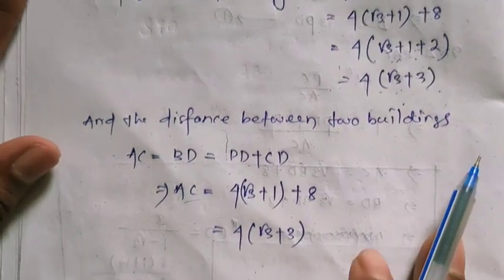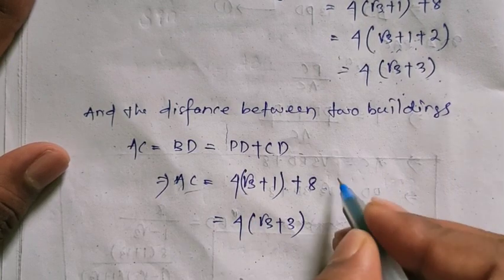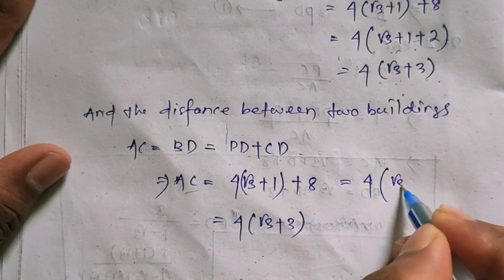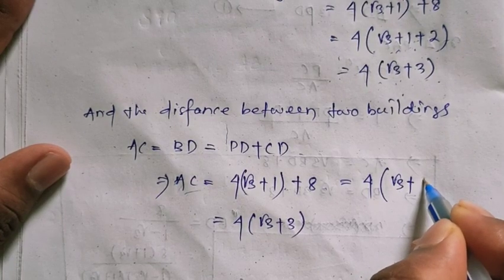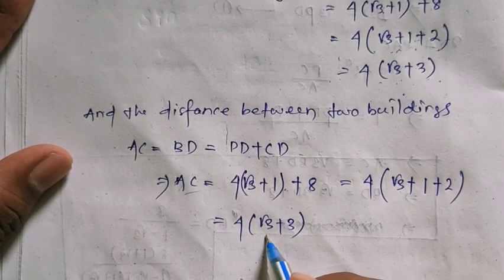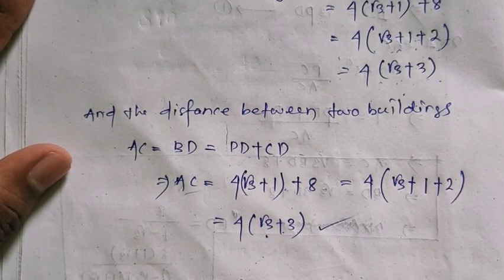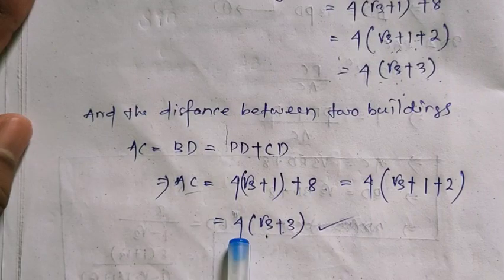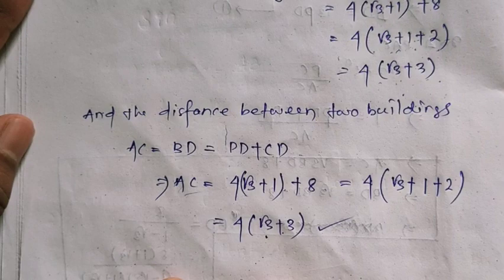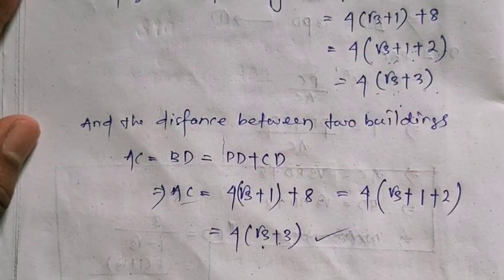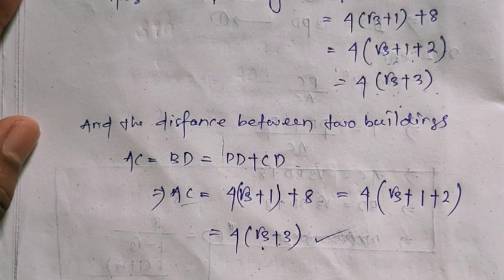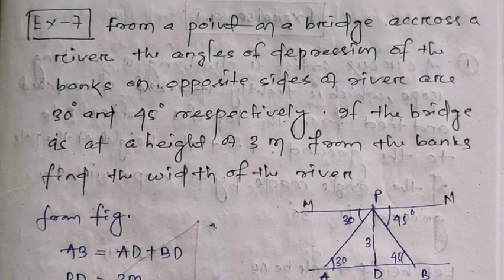Taking 4 as common, it will be 4 into root 3 plus 1 plus 2. So which will be 4 into root 3 plus 3. Understand? So the distance between two buildings is 4 into root 3 plus 3, and the height of the building is 4 into root 3 plus 3. Understand? Okay. Let's go to the next example, example number 7.